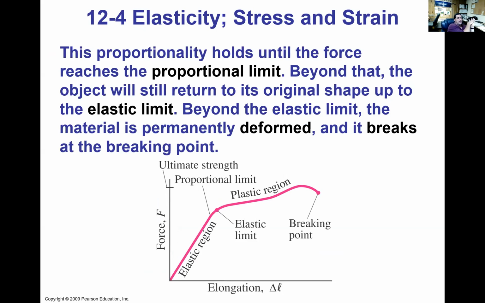This proportionality holds true up to a certain point, and that point is called the proportional limit. If you look down here on the x-axis, we're plotting change in length or elongation and force applied. There's no infinite limit to this. This is called the elastic region. What happens here is you put the weight on and you take the weight off, and it's going to want to return back to its original position.